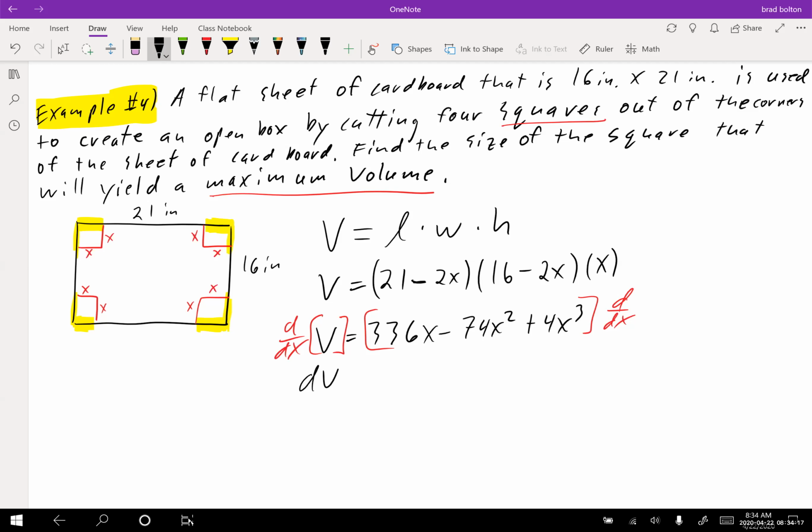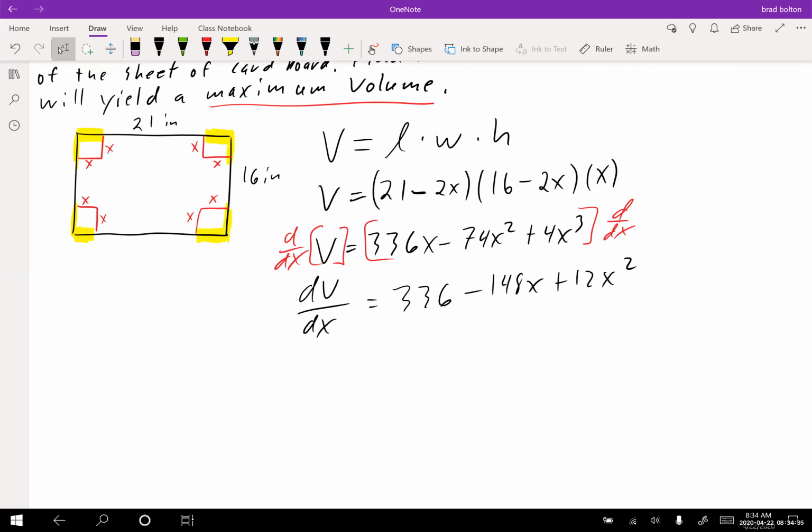So we're going to get dV/dx is equal to 336 minus, oops, that's 148x plus 12x squared. Okay. Now I don't normally like to write like this, so I'm going to rewrite it as 12x squared minus 148x plus 336 equals 0. Okay, so we have that, and we got to find the critical numbers for this.